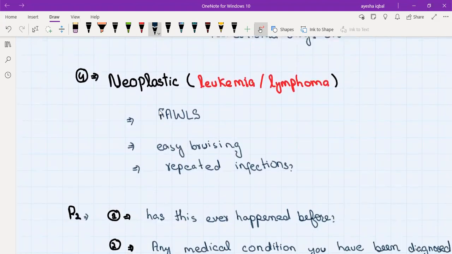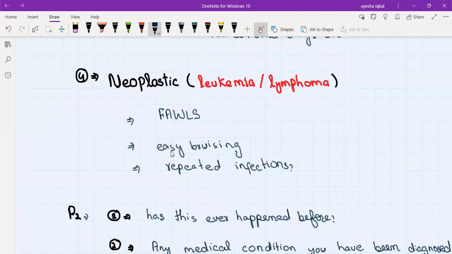So basically, leukemia or lymphoma will present with FAWLS symptoms, which are symptoms common to any type of cancer. F means fever, A means appetite loss, W means weight loss, L means lumps and bumps in the body, and S means night sweats. So the patient is already presenting with lumps, which is the neck lump. We'll ask about fever, appetite loss, weight loss, and night sweats.